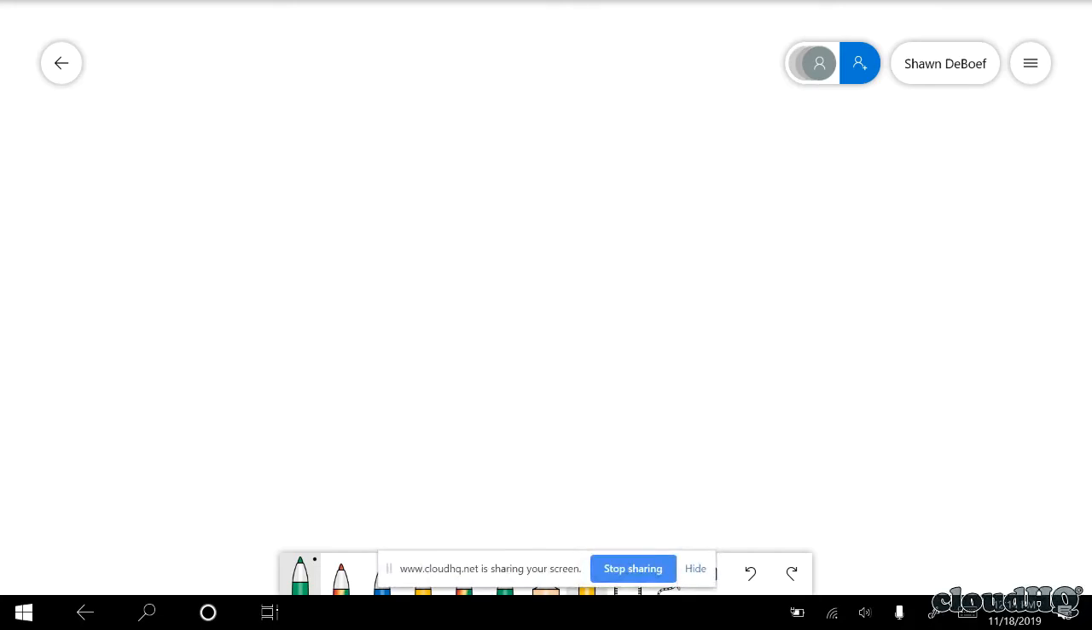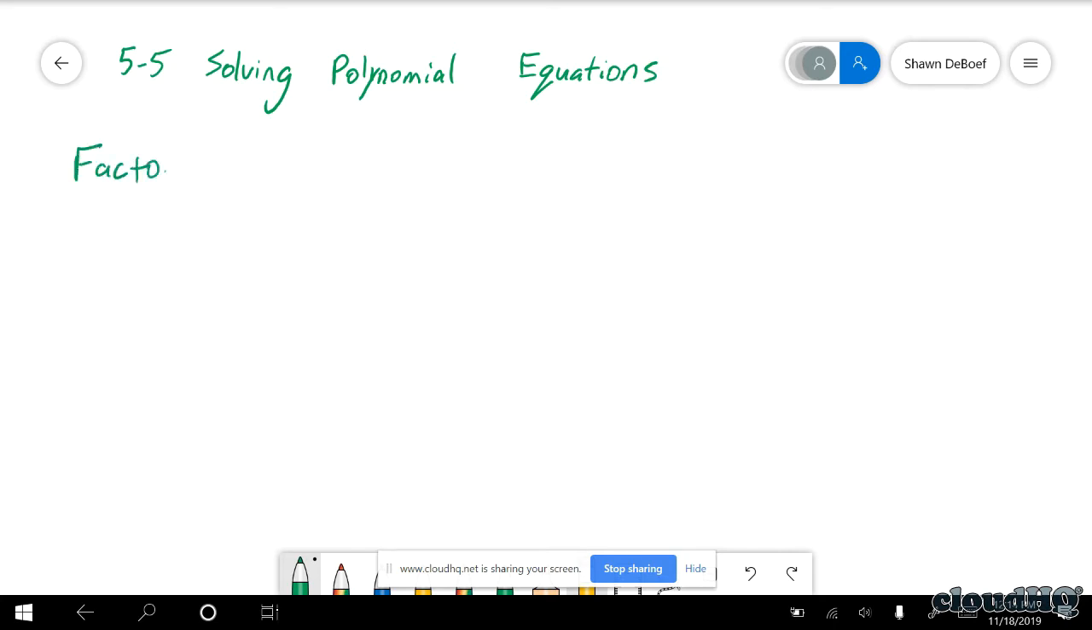Okay, so today we're going to take a look at section 5.5. It's titled Solving Polynomial Equations. We'll do some solving and some factoring in this section. I want to start off with a factoring problem that we should be familiar with, and then we'll introduce some new factorings.